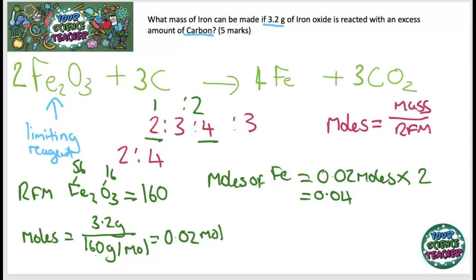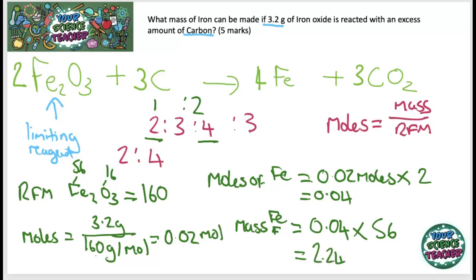Now, in order to calculate my mass of iron, I just need to rearrange my equation here, and this time I need to do mass equals moles times RFM. Now, I said earlier that the RAM, the relative atomic mass, on its own, is 56 for iron. So all I need to do is 0.04 times by 56, and that will give me my answer. And that equals 2.24 grams.